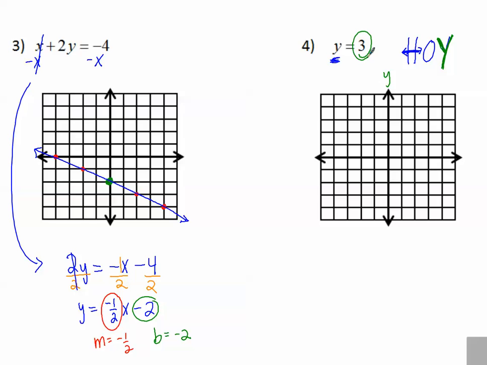So here's the y-axis. Here's the number to notice. 1, 2, 3. Here's 3. And it goes through the y-axis and it's horizontal. So I don't really have to think much. It's just a horizontal line through the y-axis, a horizontal line when it's just a y equals.